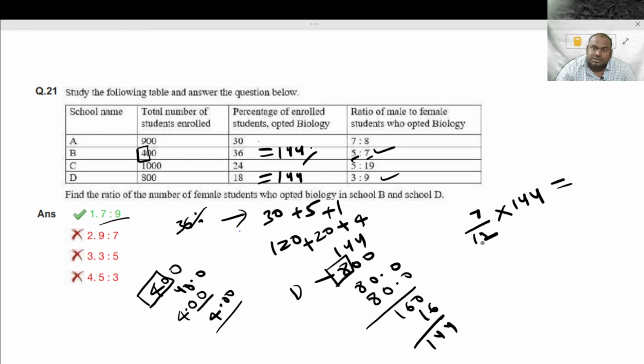7 by 12 into the total number of students, 144. So for 12 parts, 144 are there. 144 is divided into 12 parts, and 7 parts are female. We need only female. So 12 parts is equal to 144, then 7 parts equals how much? It is 7 by 12.